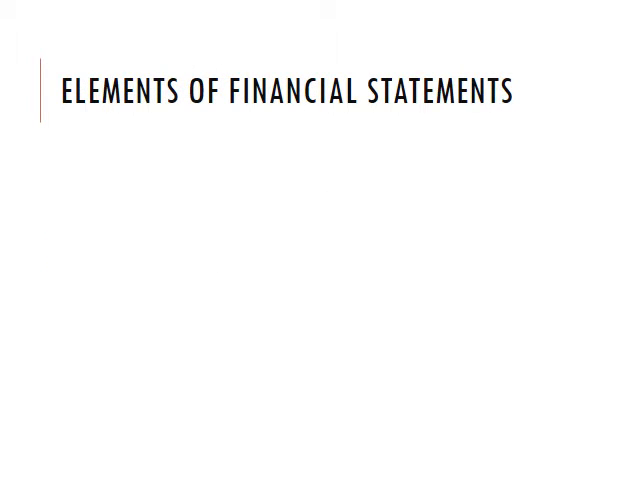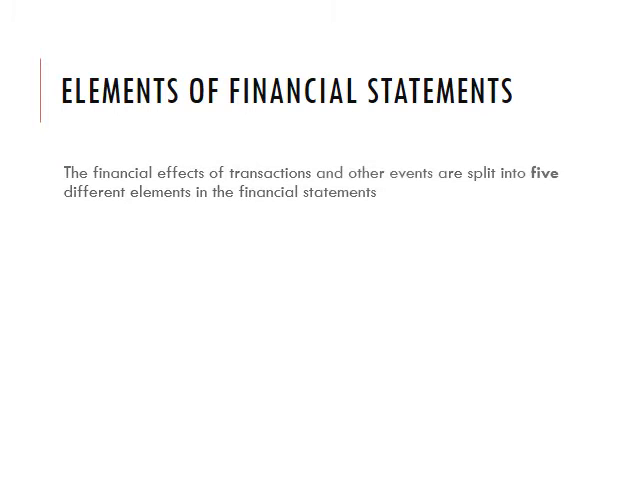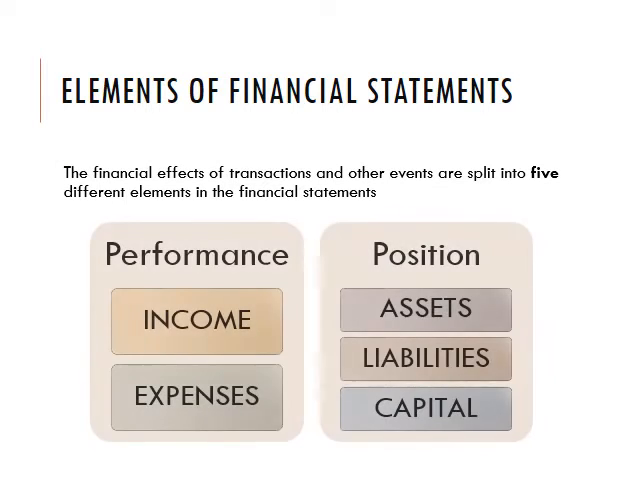When we consider different types of financial transaction, we can categorize them by their effects on 5 different elements. The first 2 relate to performance and are income and expenses. The remaining 3 relate to the position of the organization and are assets, liabilities and capital. And in this video we're going to look at the definition of each of these different types of element.